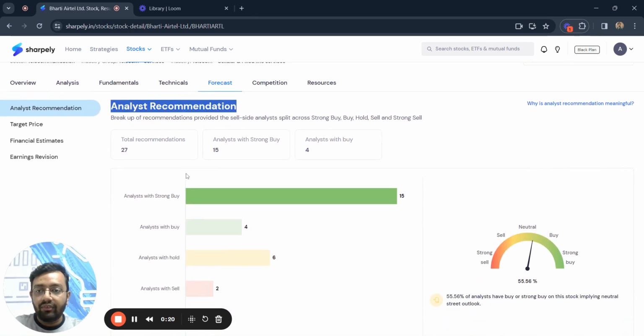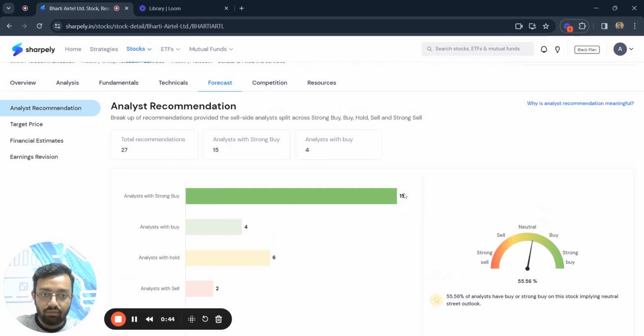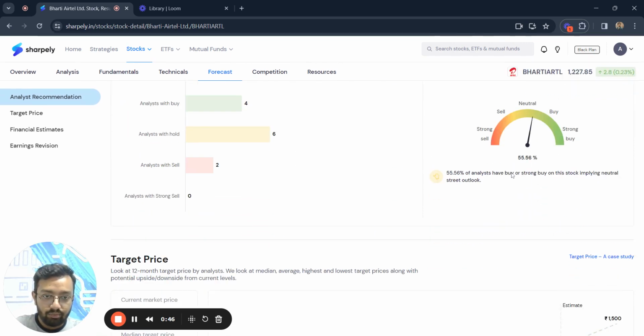In this part we show the total number of analysts tracking this stock, and out of them, how many have a strong buy rating and how many have a buy rating. So as we can see, 15 analysts have a strong buy, 4 analysts have a buy rating, 6 analysts have a hold rating, and there are 2 analysts with a sell rating as of now. And as you can see, 55.56% of the total analysts have a strong buy rating.